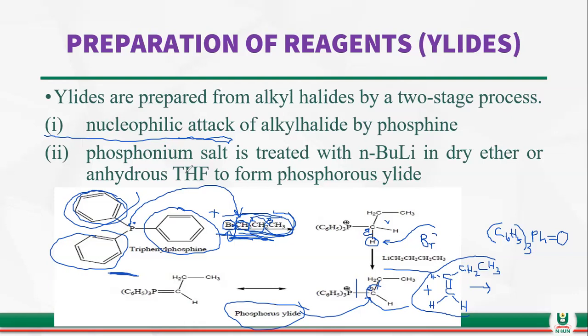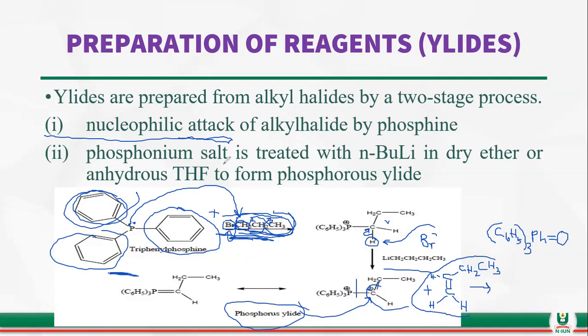There are two major steps in the ylide formation. The first is a nucleophilic attack on your alkyl halide of interest by the lone pair on the phosphorus of your phosphine. Then the phosphonium salt that is formed is treated with n-butyllithium in dry ether solvent at very low temperature, around -78, to form your phosphorus ylide, which is the Wittig reagent. It is this ylide that you now react with your carbonyl compound to get the alkene product.